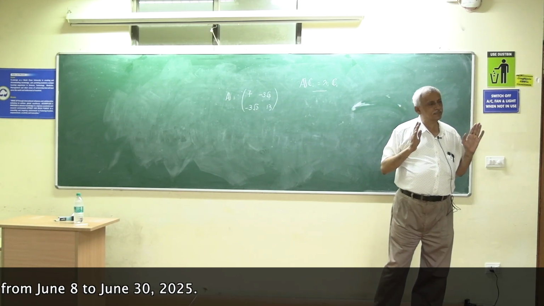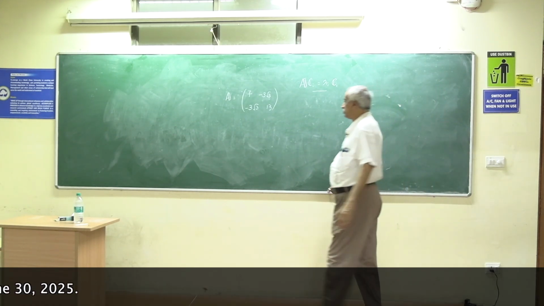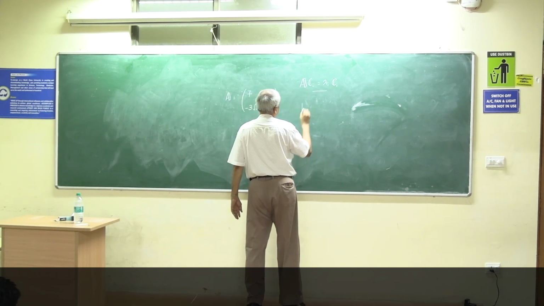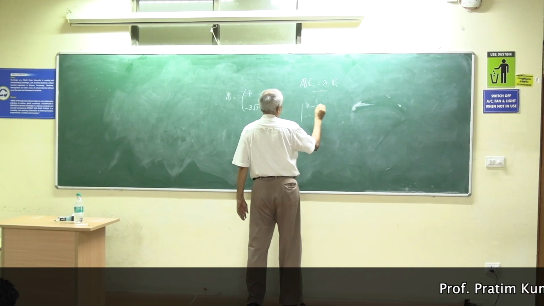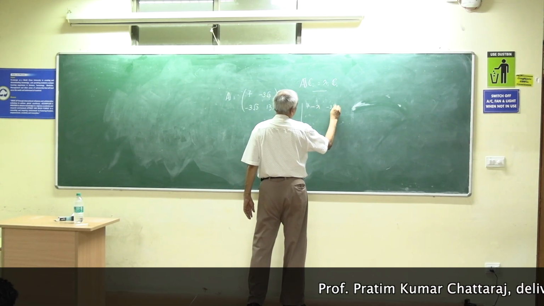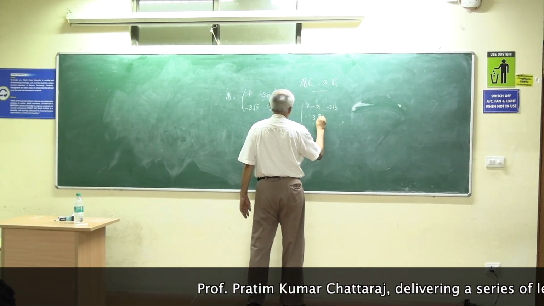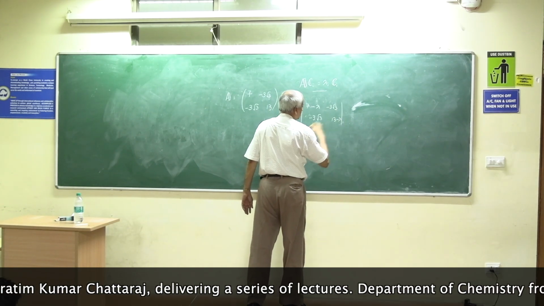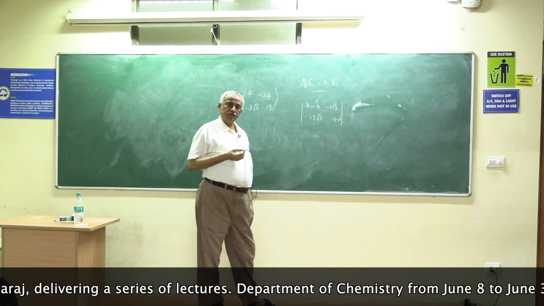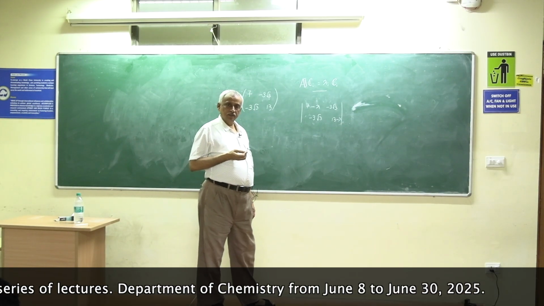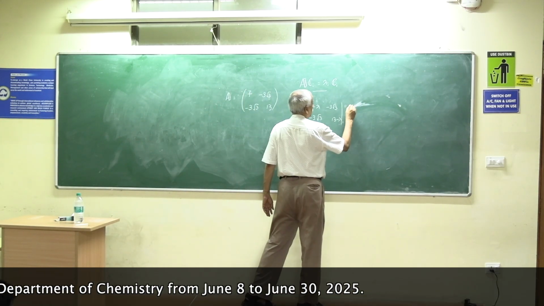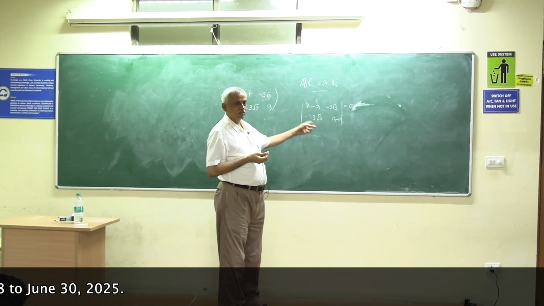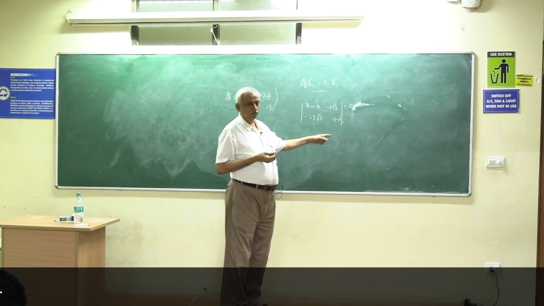What is to be done? You have to construct the secular determinant: 7 minus lambda, minus 3 root 3, minus 3 root 3, 13 minus lambda. This is your secular determinant. Perfect. And for a non-trivial solution, this must be 0. So this is a quadratic equation. Can you immediately tell what are the values of lambda?